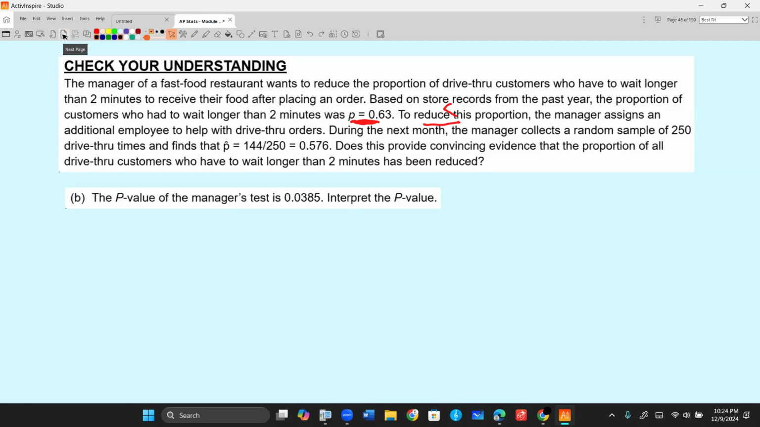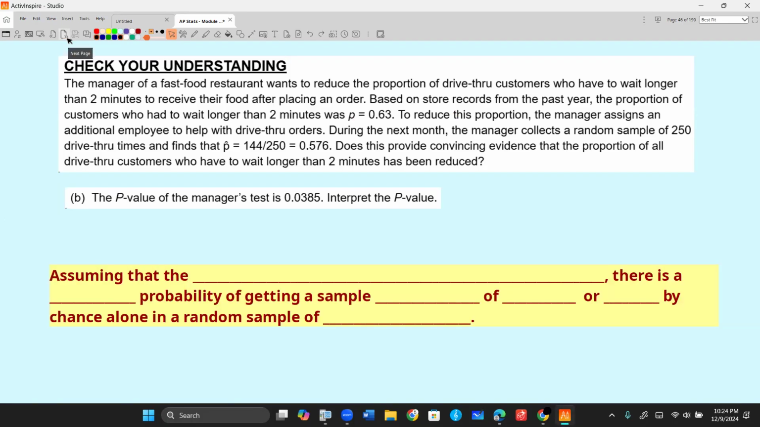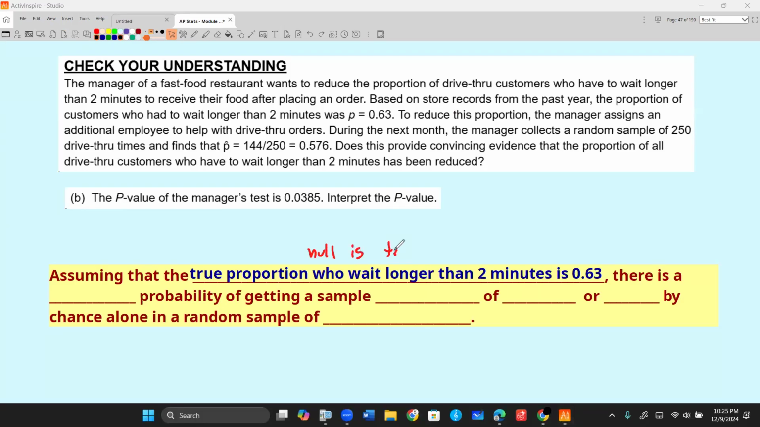Part B, the p-value of the manager's test is 0.0385. Let's interpret this. Remember your template: assuming blank, there is a blank probability of getting a sample blank, a blank, or blank by chance alone in a random sample of blank. Well, what does that mean? This part is the null, assuming the null is true. So assuming the true proportion to wait longer than 2 minutes is actually 0.63, what's our p-value? 0.0385. So there is a 0.0385 probability of getting a sample.